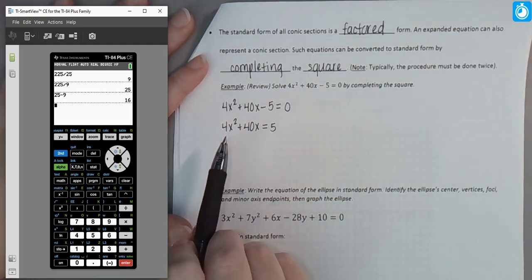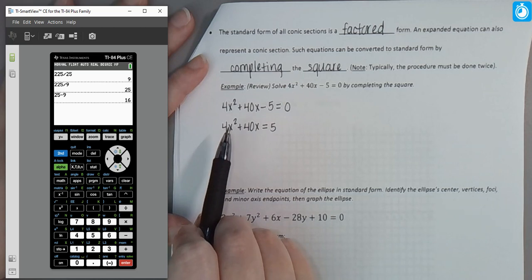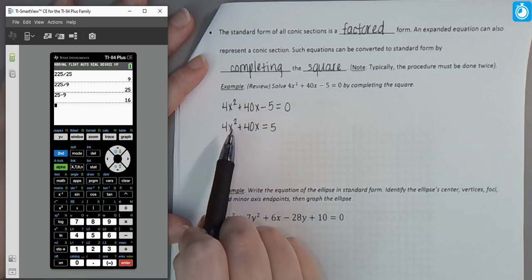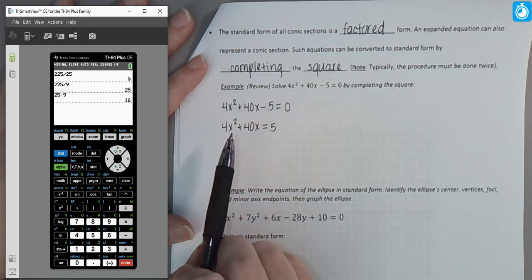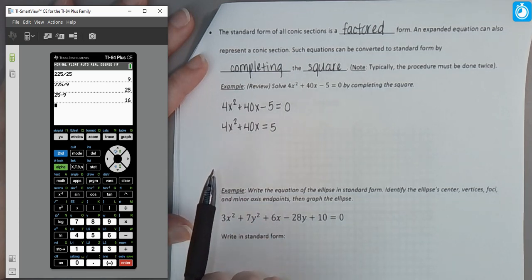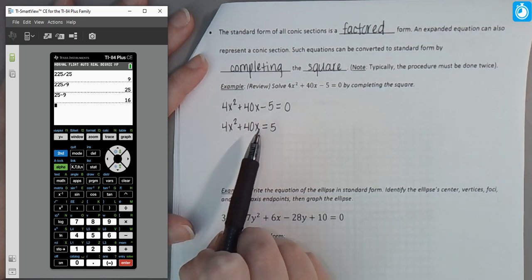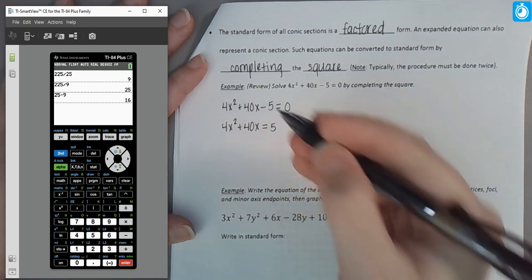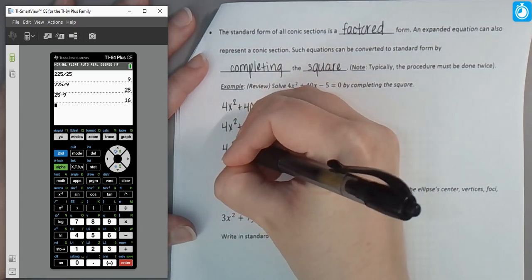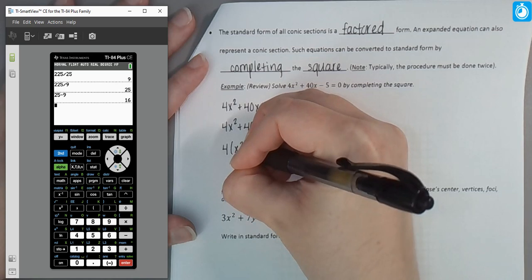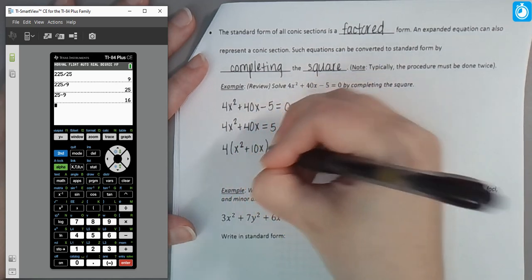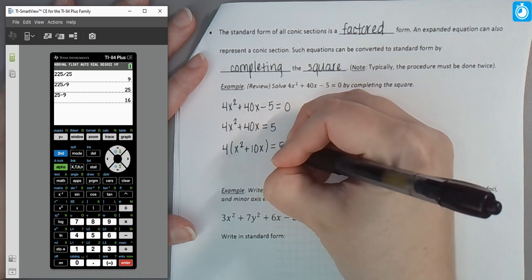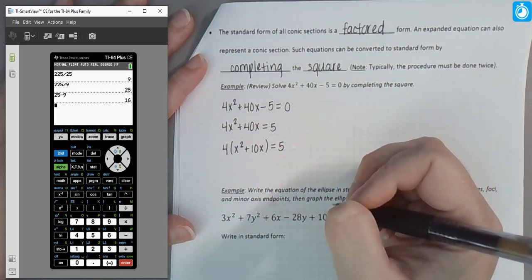Now the next thing I'm going to do is factor out whatever happens to be in front of our quadratic term on the left-hand side. So in this case, the quadratic term has a coefficient of 4. I'm going to factor that out from both terms on the left-hand side. So that's going to give me 4 times the quantity x squared plus 10x. And all of that is equal to 5.